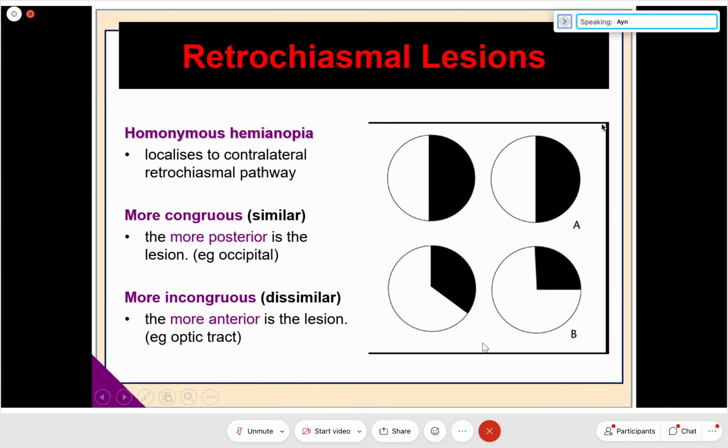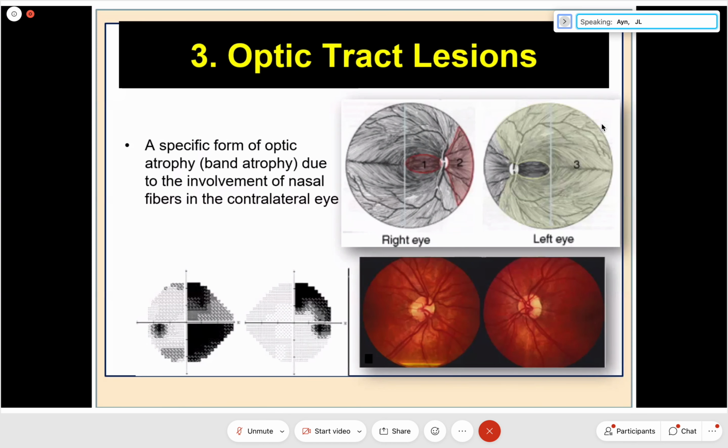So going to the retrochiasma, after the optic chiasm, normally we have a mirror image of the visual field defect. For example, like this right homonymous hemianopia. It can be congruous or incongruous. Okay, we go to optic tract lesion.